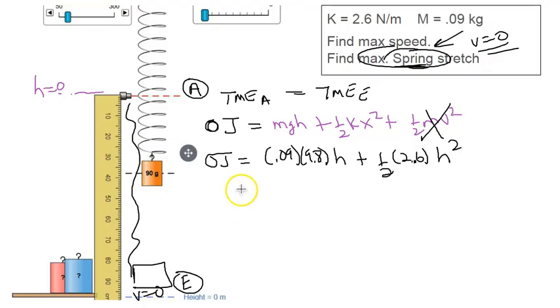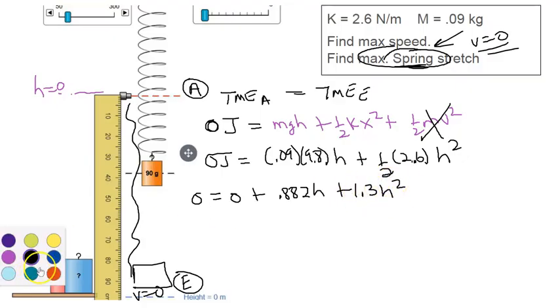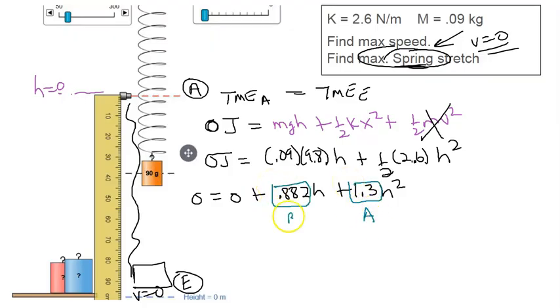And then you get, let me see, 0 equals 0 plus 0.882h plus 1.3h squared. And then you get a quadratic where this is A, this is B, this is C. Plug that in your calculator, and you get solutions of 0 and negative 0.678 meters.